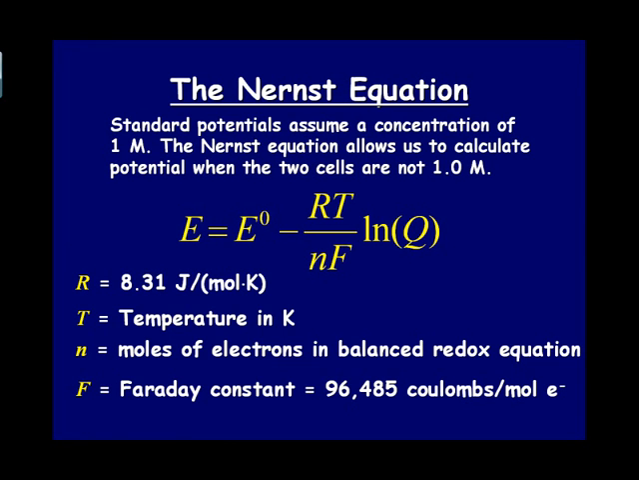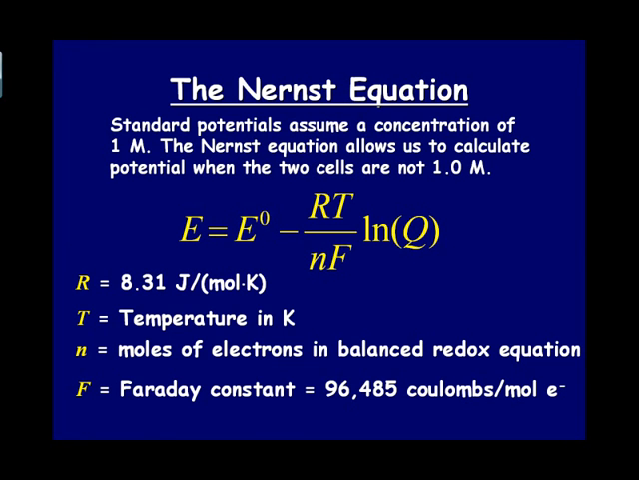Notice the R value there is 8.31 joules per mole Kelvin, very similar to the R from the ideal gas law, except that this one is expressed in energy terms. Notice the T there is temperature in Kelvin. The n equals the number of moles of electrons in the balanced equation, so that's like the 2 moles that we used in the previous equation when we were discussing the zinc copper cell. So you would determine the total number of moles of electrons being transferred. And then notice Faraday's constant there again, 96,485 coulombs per mole of electrons.